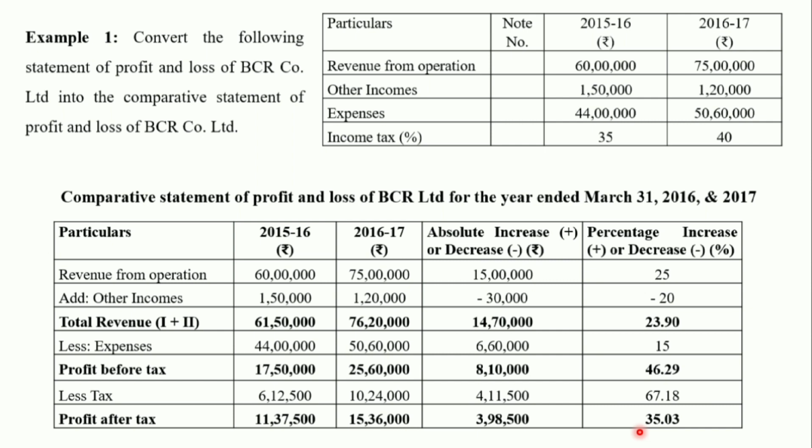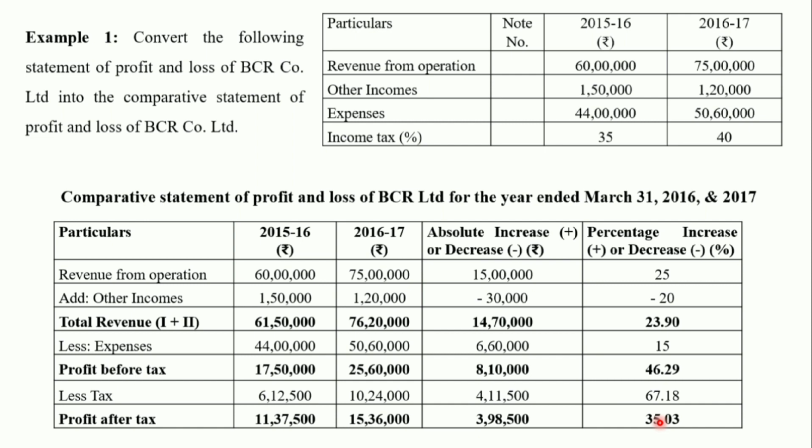When we critically observe this comparative statement of profit and loss of BCR Limited, it is observed that the total income has increased to the extent of 23.90%. And the expenses have also increased by 15%. And profit after tax has also increased to the extent of 35.03%. This indicates that the overall profitability of the company is good. This is all about the comparative profit and loss statement.